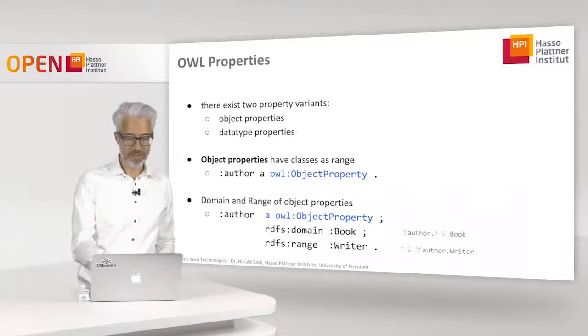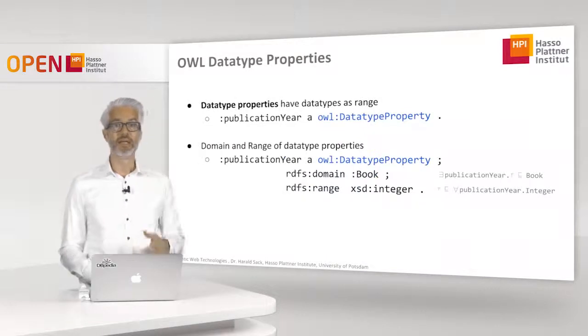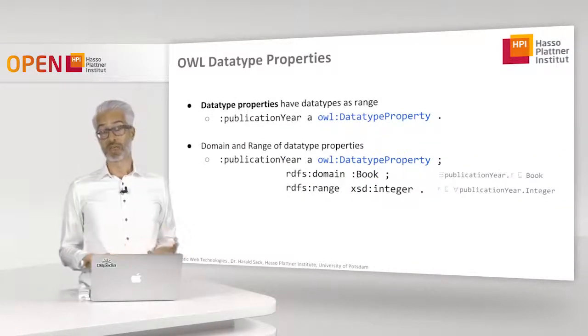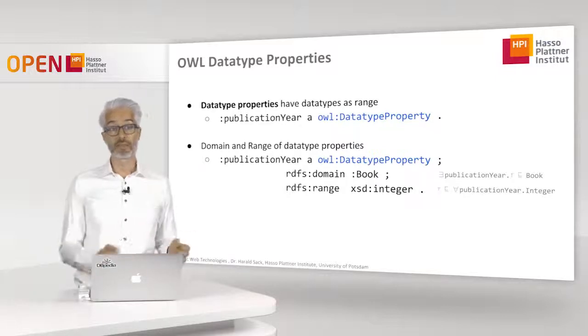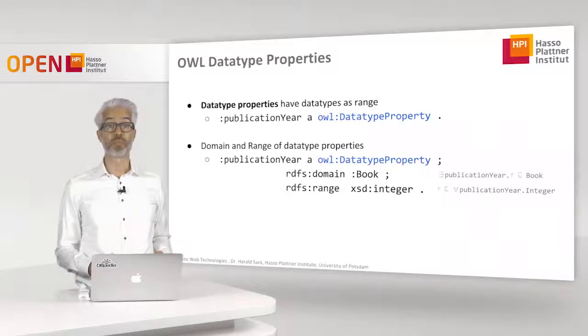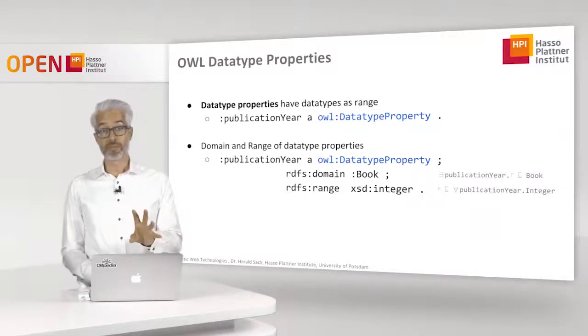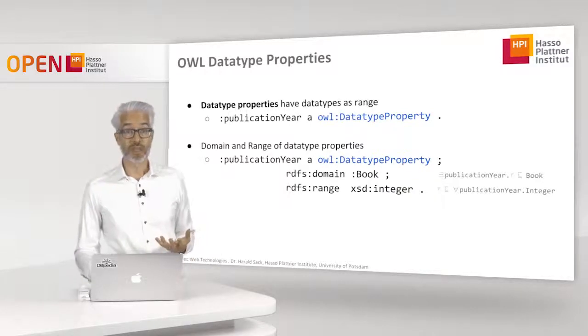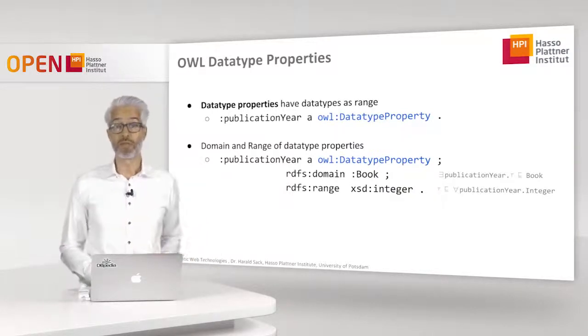Okay, so this is domain range for object properties. Let's have a look at data type properties. Of course, there is then also a vocabulary expression for data type properties. Here, for example, I define the publication year as being an OWL data type property. And then, of course, I have to define domain and range. And again, this publication year, I apply it on book. So the domain is book.